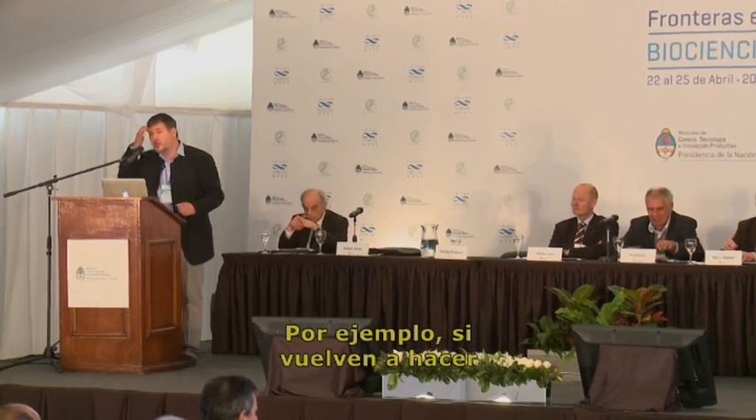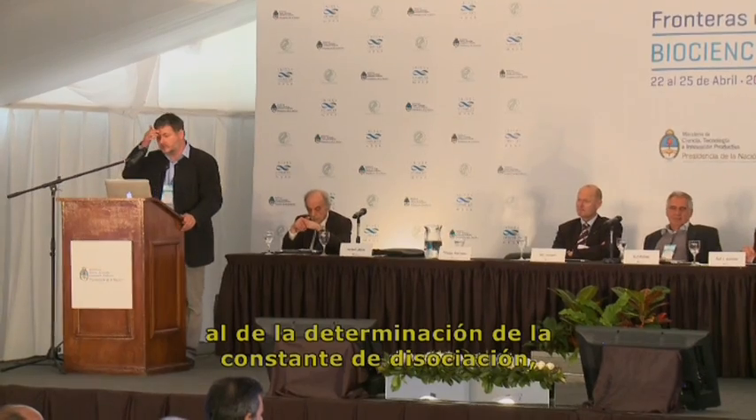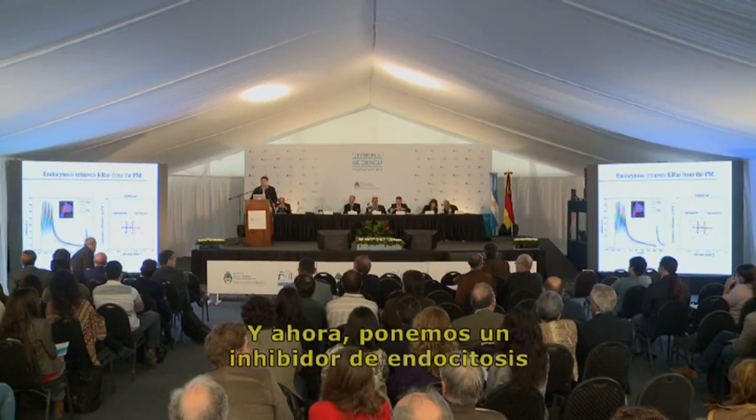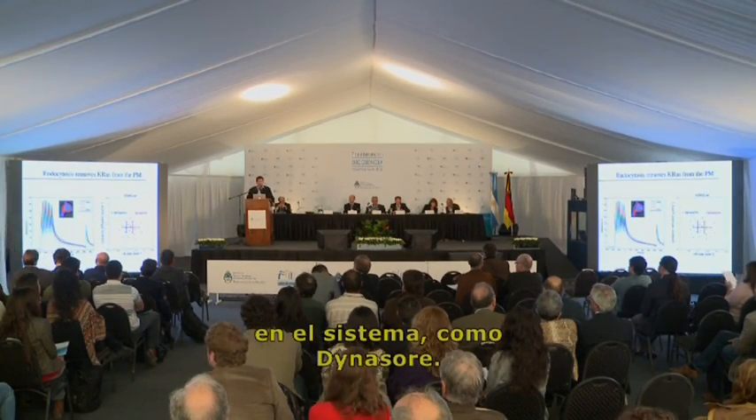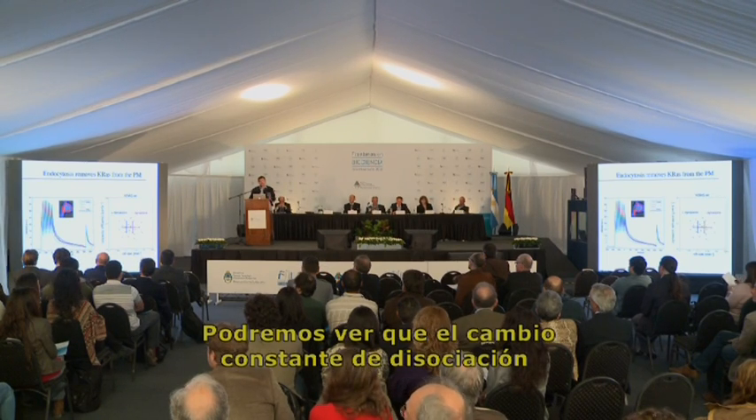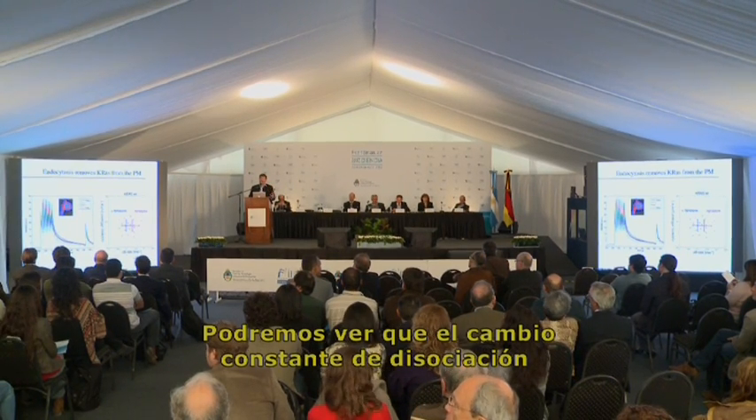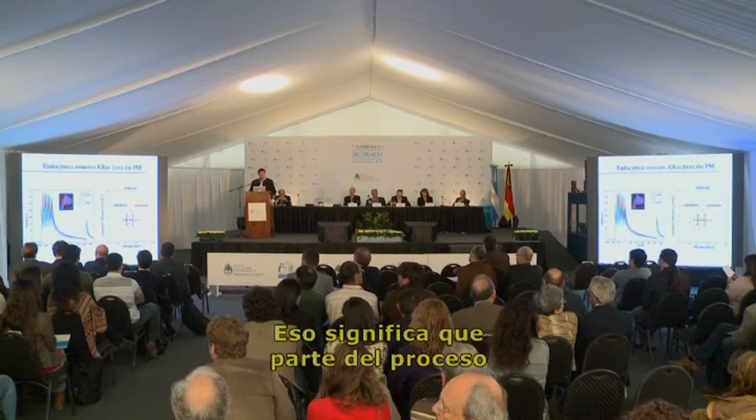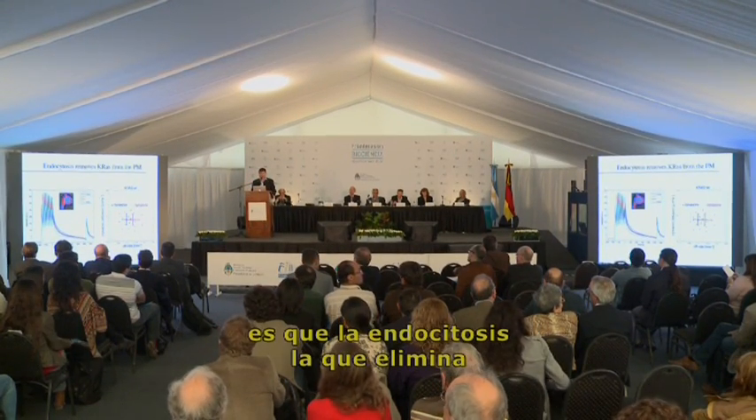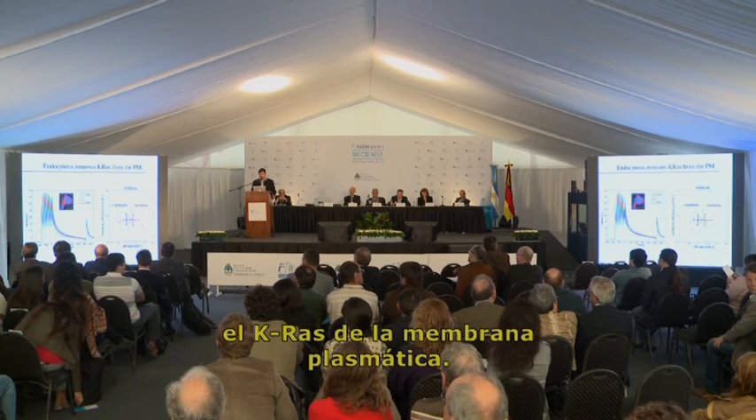So if you, for example, now do again a photoactivation experiment, very similar to the off-rate determination, and we now put, for example, an endocytosis inhibitor like Dynasore in the system, we can actually see the shift of the off-rate towards the left. So basically it becomes smaller. That means that part of the process is really endocytosis that takes RAS away from the plasma membrane.